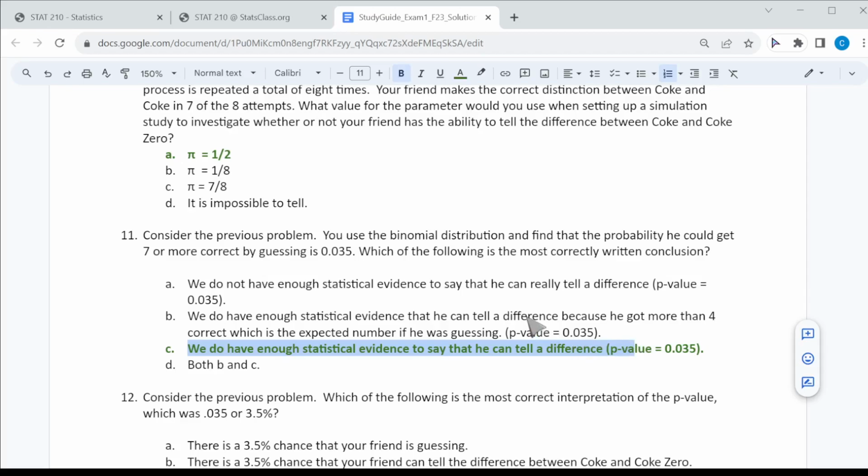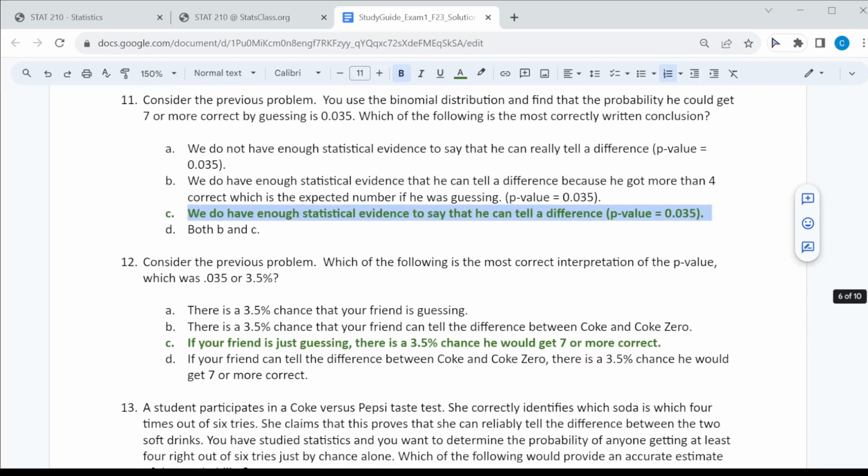And here, this is a, can I tell the difference between the two of them? Some of you will say that B is also correct. We don't want to say that just because they got more than what we expect, that implies we have enough evidence. So B is not correct. We've really got to base these decisions solely on the p-value. So C is the correct answer there.